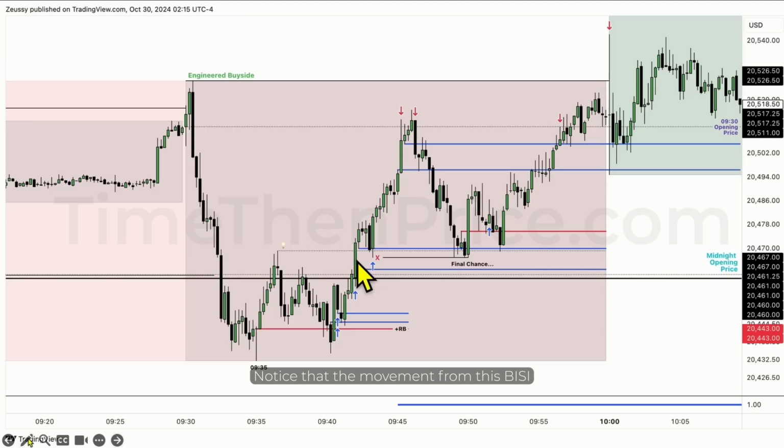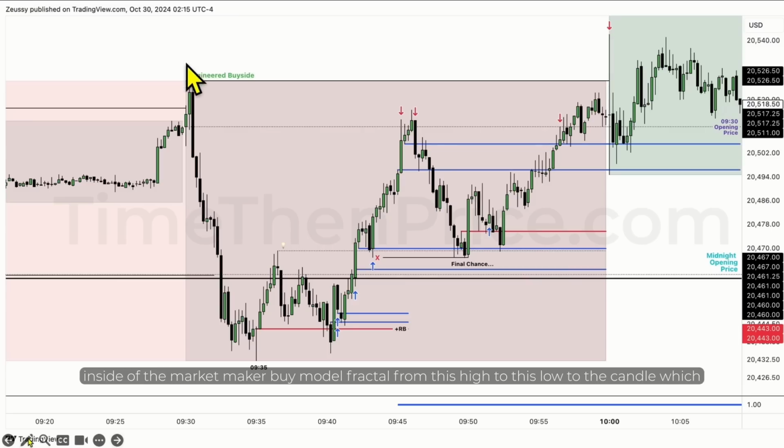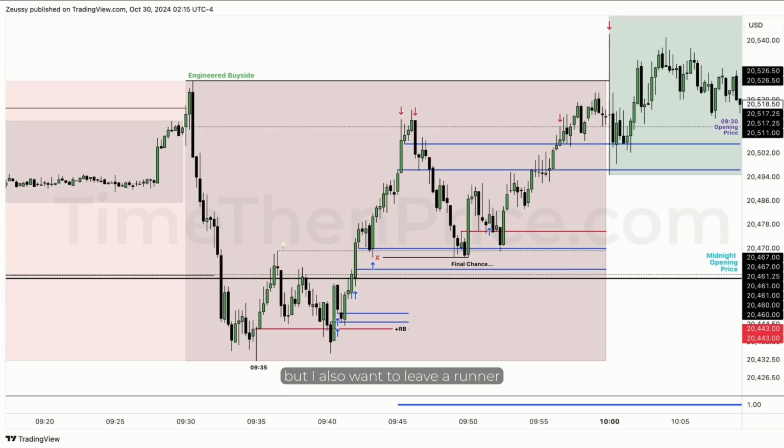Notice that the movement from this BC to this CB in a premium from the range from this high to this low is already a beautiful trade, and that could easily be the day done. However, what I was anticipating is that we were going to expand way higher for the day. Therefore, my idea was, okay, I want to take partials already accordingly inside of the market maker buy model fractal from this high to this low to the candle which will eventually trade through it, but I also want to leave a runner.